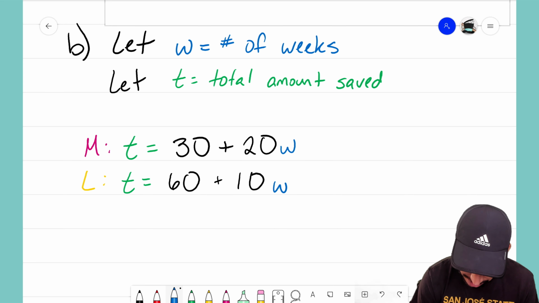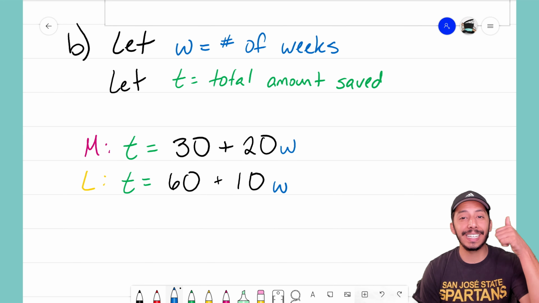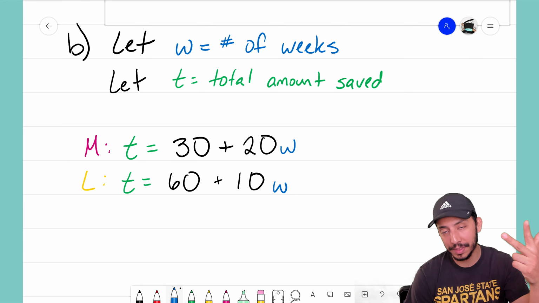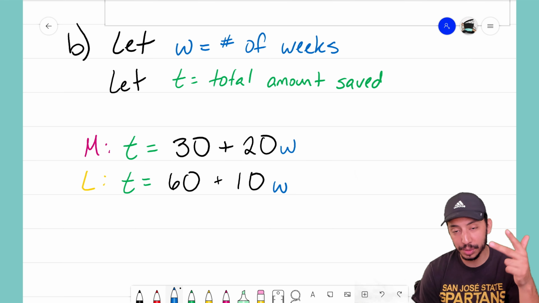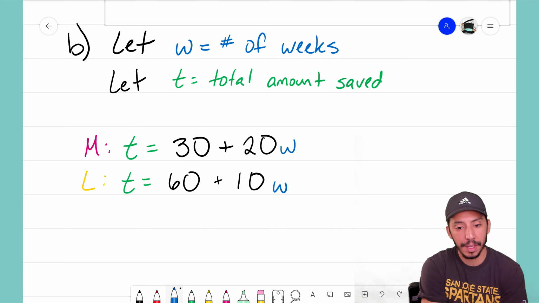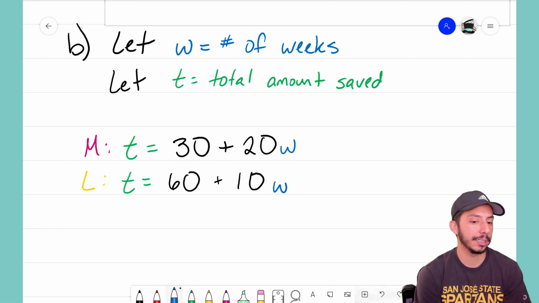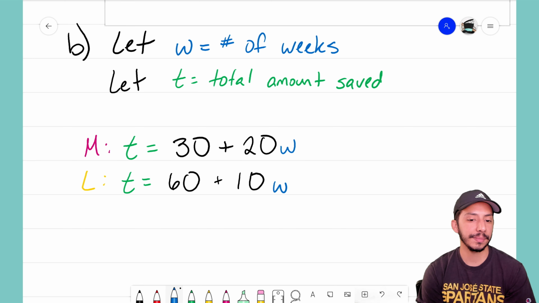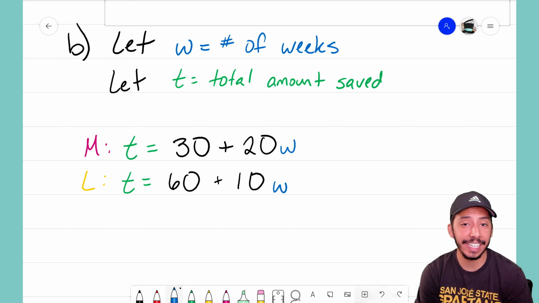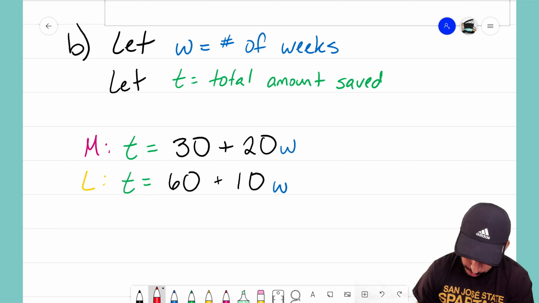My next question is, we want to solve this. What method should I use? Is this an equal values, substitution, or an elimination method? What do we think we should use to solve this problem here? What do we think? They both start with T equals. Yeah, I think this is definitely an equal values problem. This is an equal values problem.